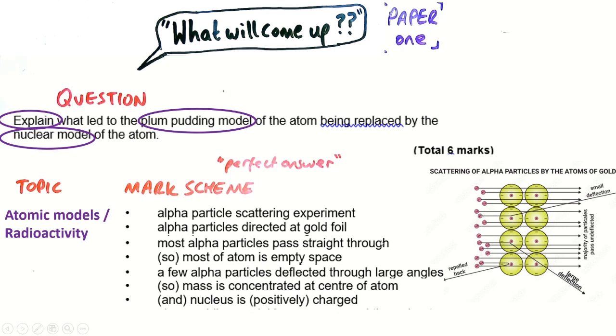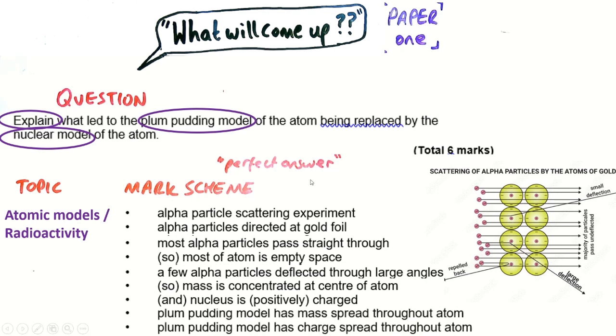Now, we haven't talked about plum-pudding model yet, so somewhere in your answer, this is probably the most minor bit of the question, you'll want to mention the plum-pudding model is the model that has mass spread throughout the atom and has a charge spread throughout the atom as well. So it's the one that's got the little negative electrons spread throughout, positive charge in the rest of the atom. And that will be your 6 marks.